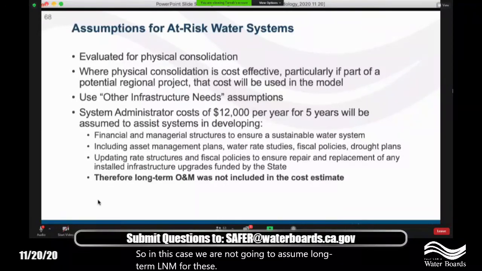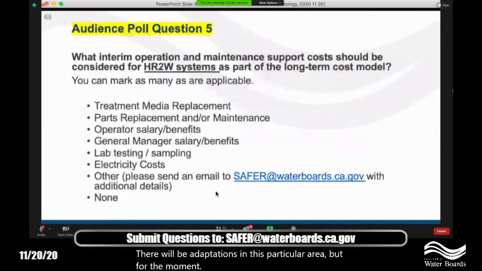And this whole piece is still under discussion, and probably in the future there will be adaptations in this particular area. But for the moment, this is what we're moving forward with. So that takes us to audience poll question number 5.